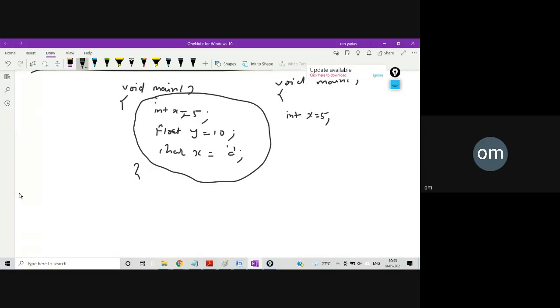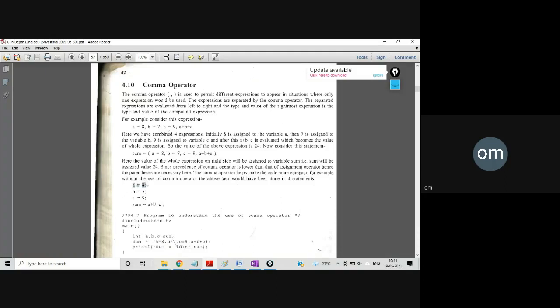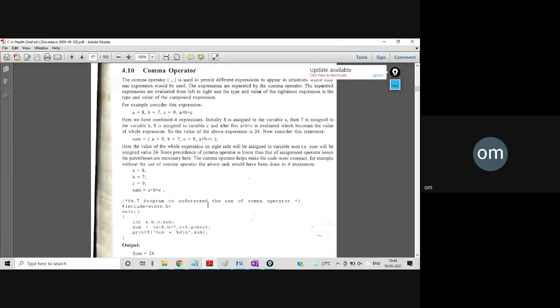And this is what it makes. If your code is long, it will make it compact by writing the entire thing in one single line, because with the help of comma we can just simply separate it. So if you see over here, one example is given, like a is equal to 8, okay, b is equal to 7, c is equal to 9. And then if these three different variables are declared, you can write them in one single line like this.